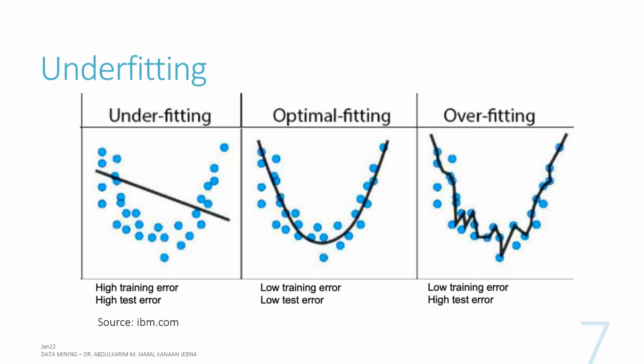While the best scenario is where you have the optimal fitting, where your model is just good enough to capture the pattern inside your data. It's neither overfitting, where it tries to memorize everything, nor underfitting, where your model is too simple to capture the pattern inside your data. In this case, the training error is going to be low, as well as the test error.